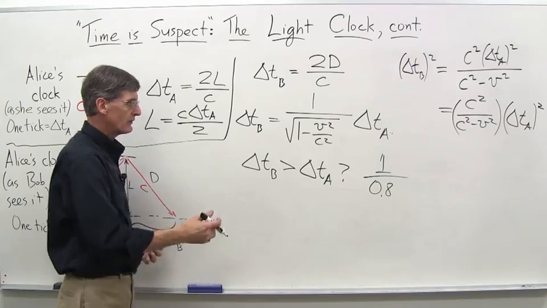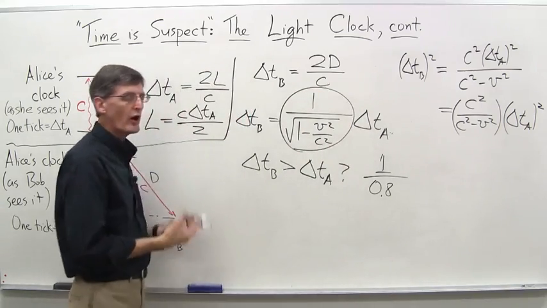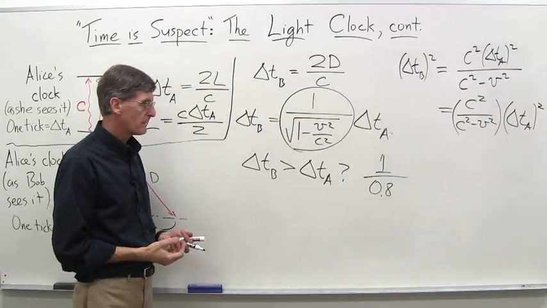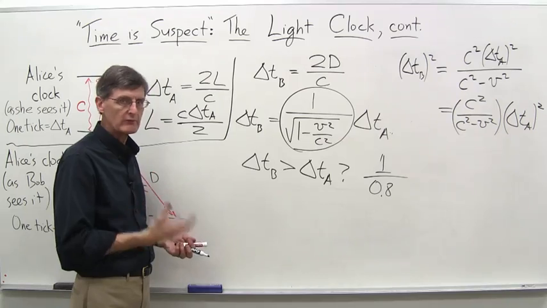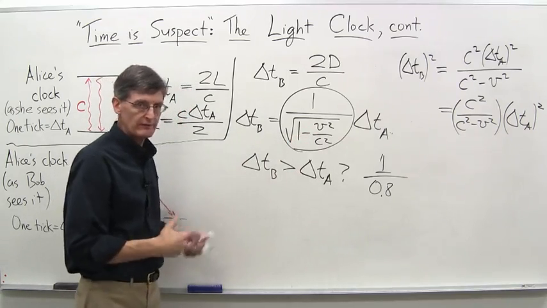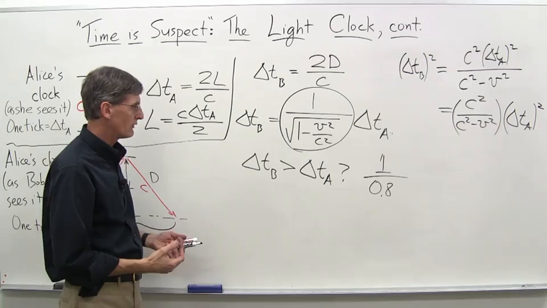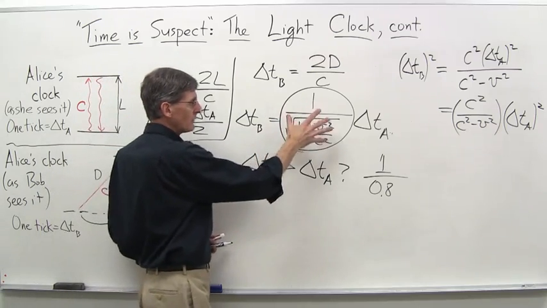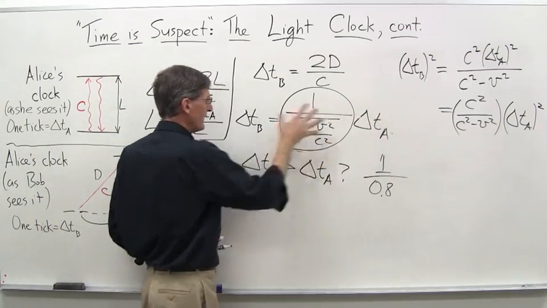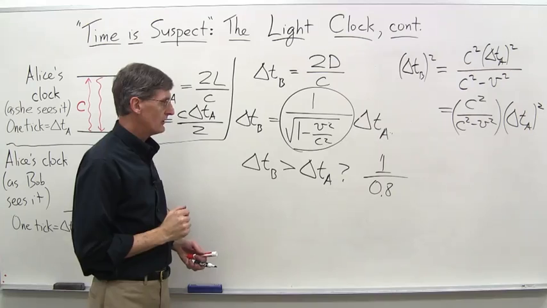So our little analysis here essentially says this quantity right here is always going to be greater than 1. Could be equal to 1, actually. It's going to be greater than or equal to 1. It's equal to 1 if v equals 0. But if v has any magnitude at all, it's going to be greater than 1, and therefore I'm going to have a number greater than 1 times delta TA. That means delta TB is going to be greater than delta TA.